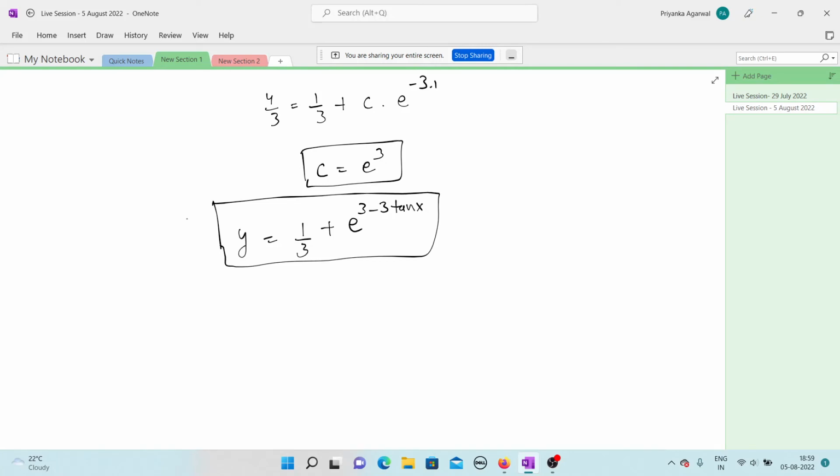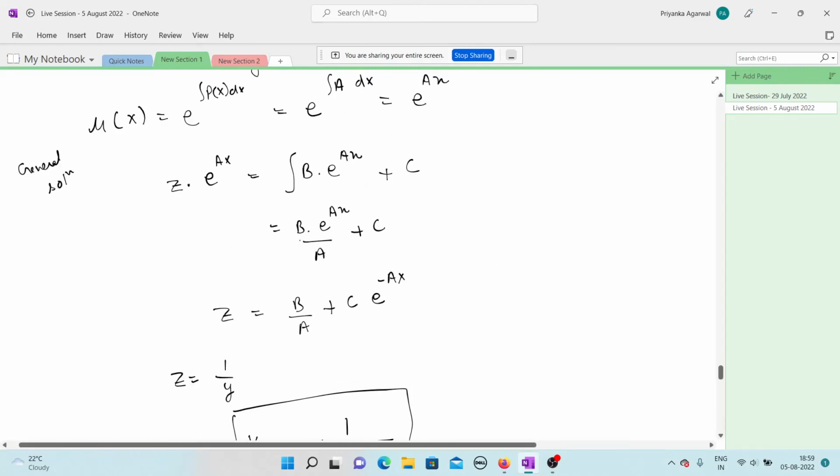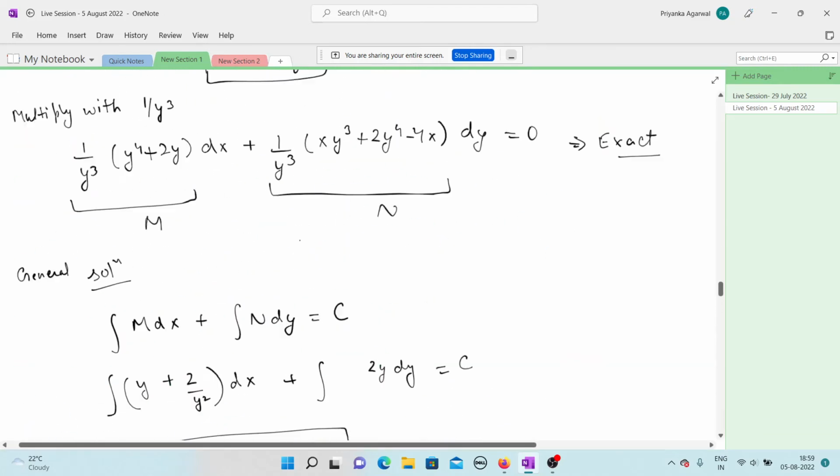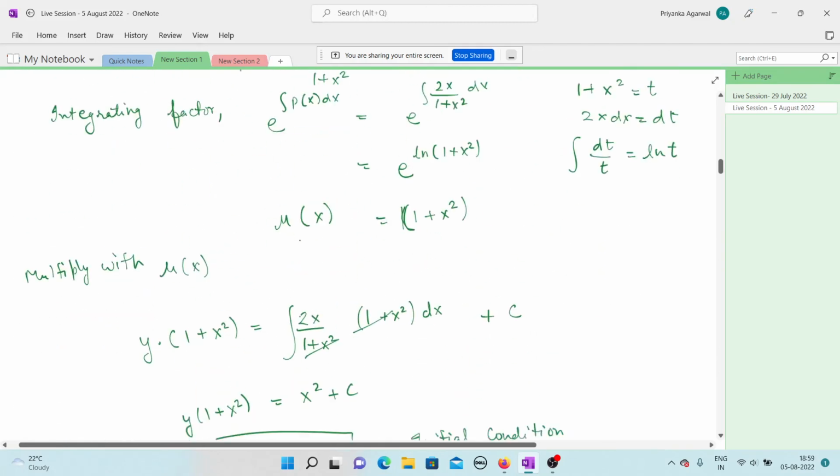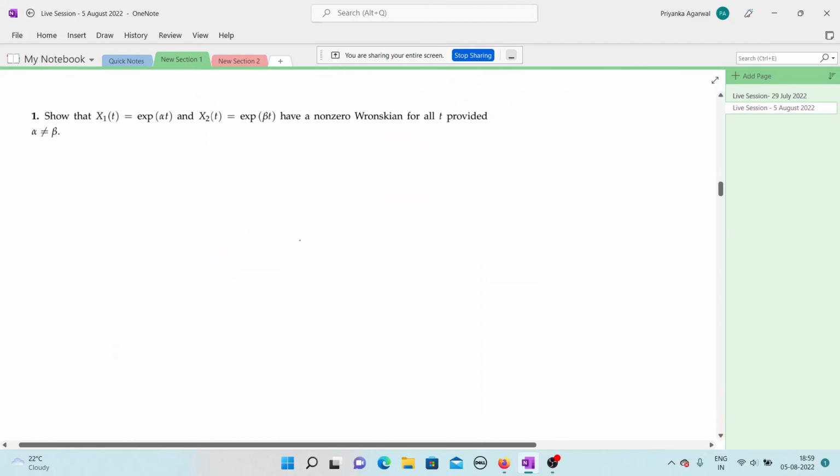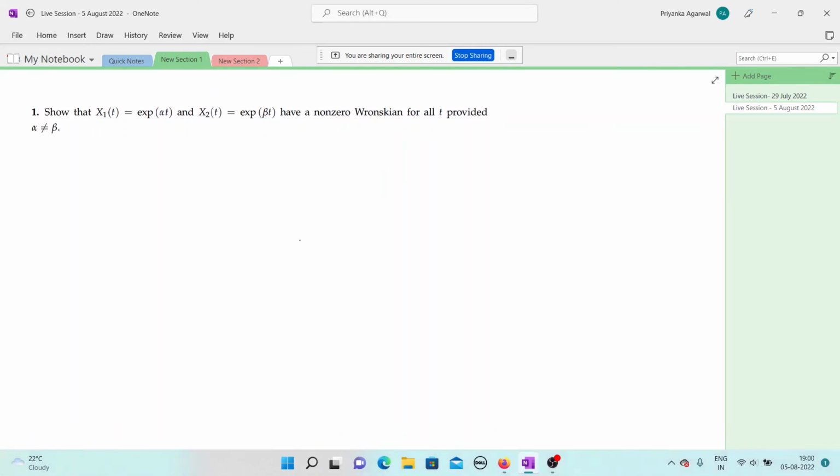Okay, so any doubts till this point? If not, then we will do a very simple question now related to the Wronskian.